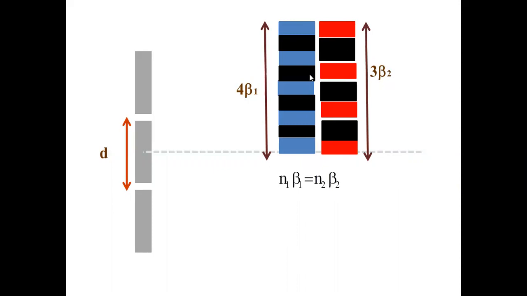We will take that 4 and 3 in a general way. N1 beta 1 must be equal to N2 beta 2. I don't know the nth fringe of this one and the mth fringe of this one. So the nth fringe of this one and the mth fringe of this one are formed at the same place, or n1 beta 1 is equal to n2 beta 2. Now expand beta 1 and beta 2. While expanding beta 1 and beta 2, you have to change the wavelength, but not the capital D, small d, etc., because both wavelengths are using the same apparatus.